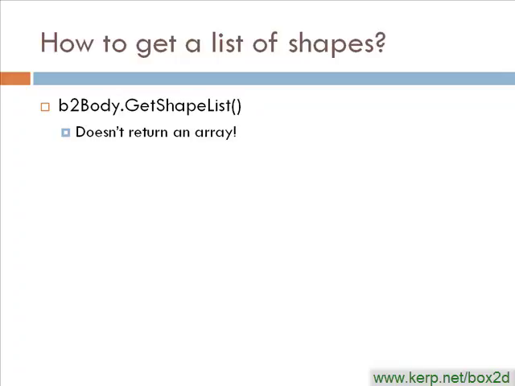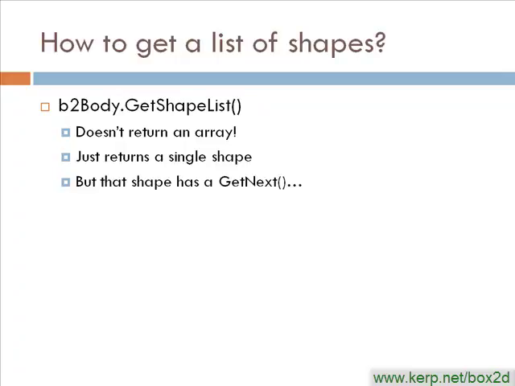I think maybe in the Flash world, if you're kind of used to using the words list and array interchangeably, the name of this function is a little deceptive. What it does return is a single shape. It just returns one shape in your body. However, that shape has its own function called getNext, which will point to the next shape in the body, and so on and so forth.